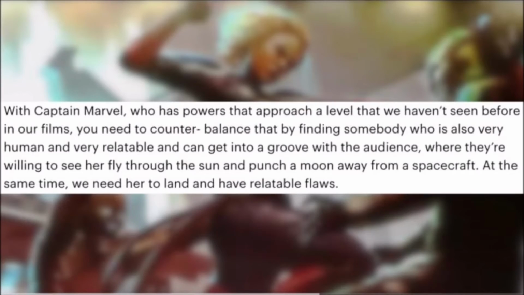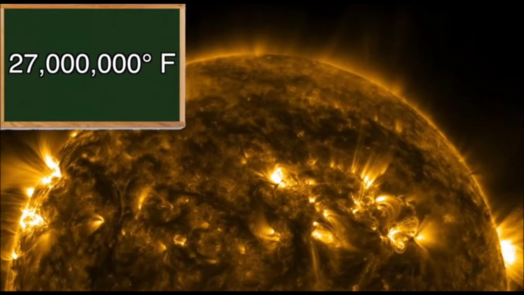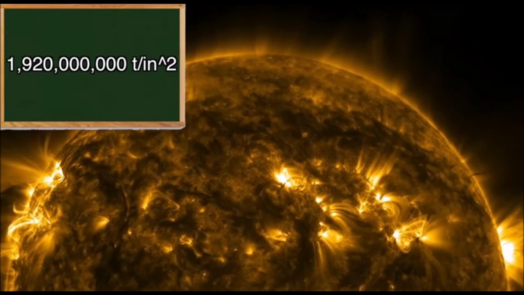Captain Marvel is able to fly through the vacuum of space and through the sun and withstand the heat and pressure of the sun, meaning Carol can withstand temperatures up to 27 billion degrees and withstand pressures up to 1,920 million tons per square inch, which is very impressive.